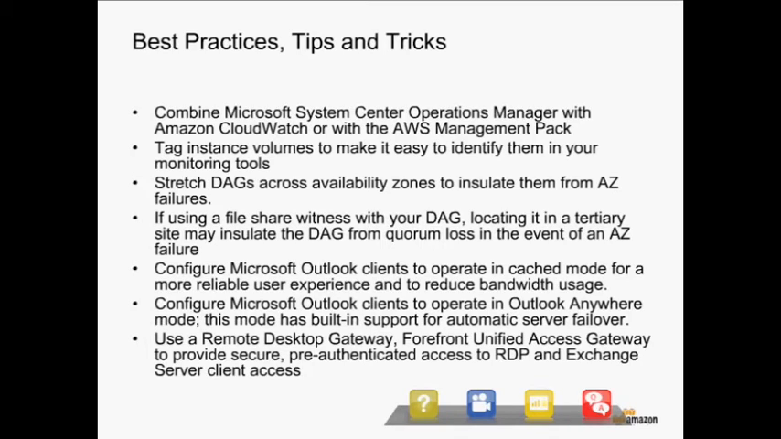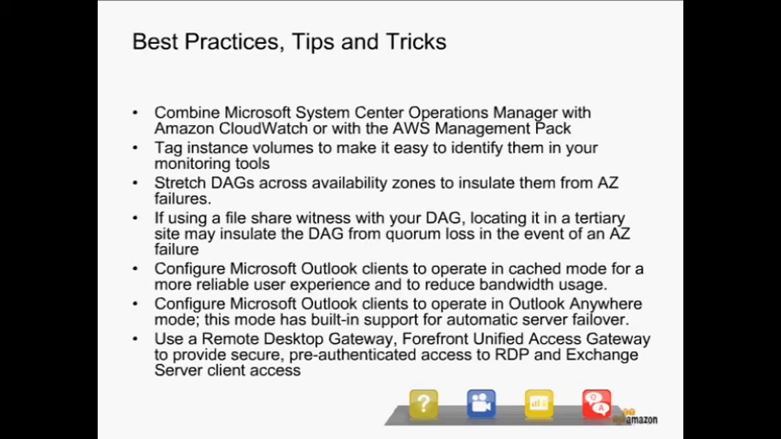So some of the best practices, tips and tricks that we'd like to leave you with. Obviously, continuous monitoring of your environment is critical. We want you to combine some kind of monitoring tool, either SCOM, which is what we typically use, with Amazon CloudWatch or with the AWS Management Pack. When you're looking at your monitoring tools and Jetstress and getting performance data, it really makes a lot of sense as a best practice within AWS to tag your instance volumes to make it easy to identify them in your monitoring tools. Actually, you really want to tag everything.